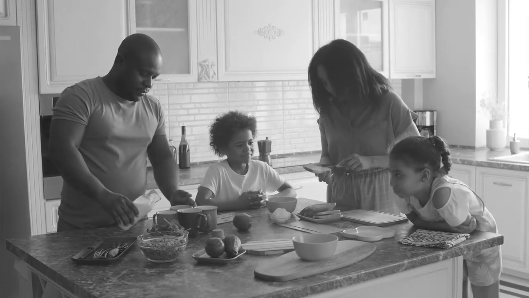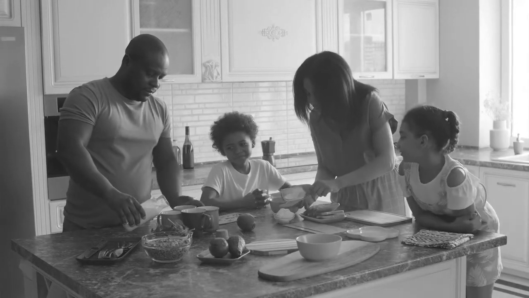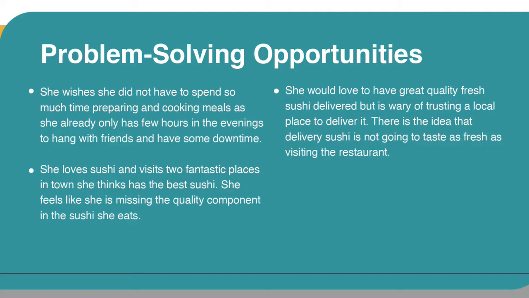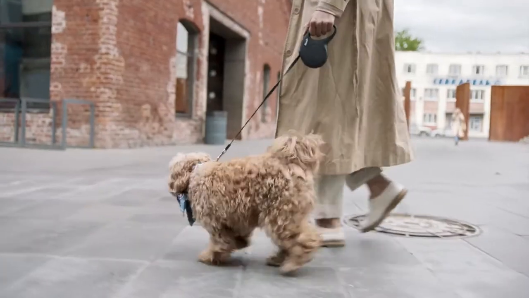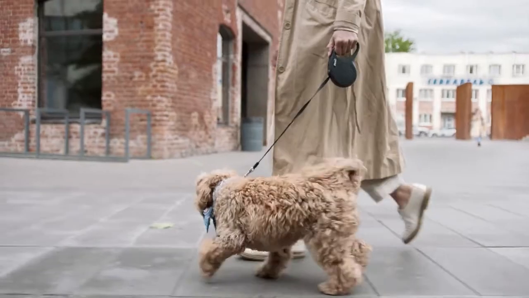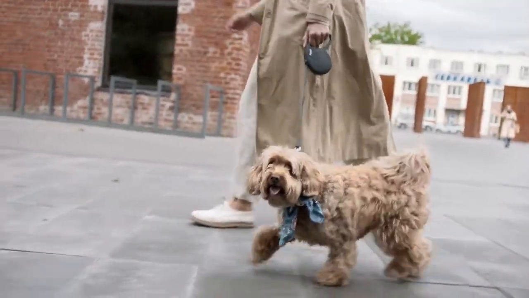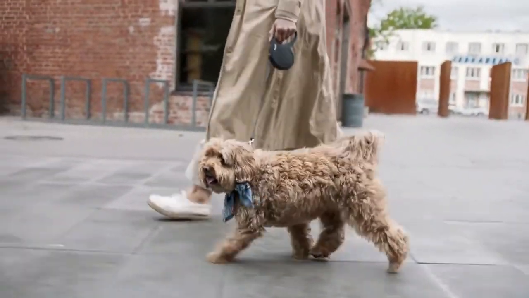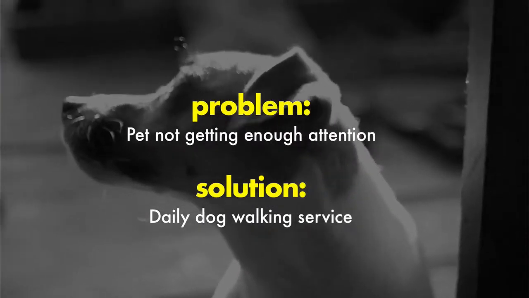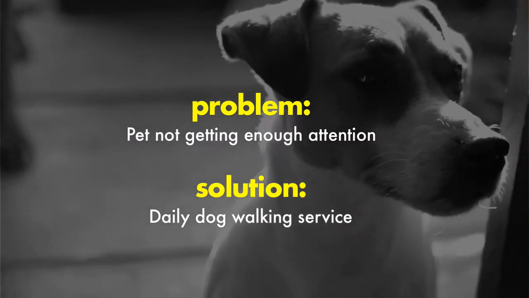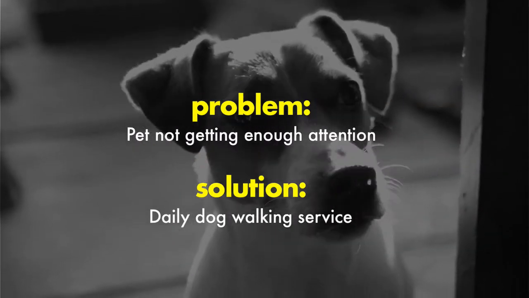So everybody in life has problems. And that means they have some problem-solving opportunities. These are problems that we can solve with our unique concept and product or service. So if you have a client that walks dogs and you have a problem of not feeling like your pet gets enough attention when you're gone at work, well, that's a problem that I have that you have a solution or product for that can solve it. So that's how you have to think with these problem-solving opportunities.